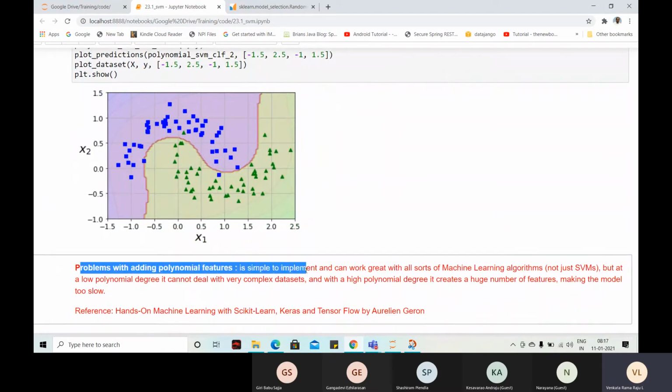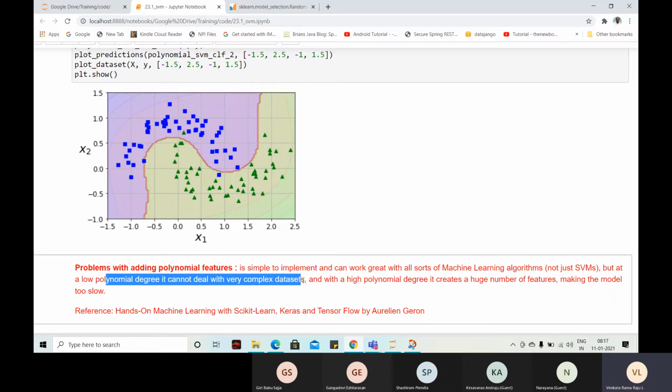So what is the problem, right? If you have nonlinear data also, we are able to get a nonlinear decision boundary with linear SVC. But the problem is the polynomial degree cannot handle very complex data sets, because if the complexity is more, the polynomial terms are going to be more. So the data set will become very huge. We call that dimensionality. The data set's dimensionality will increase. The number of columns will increase.